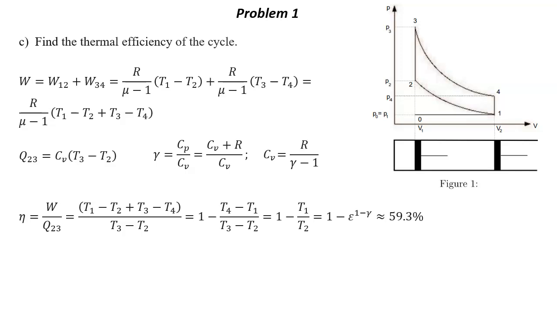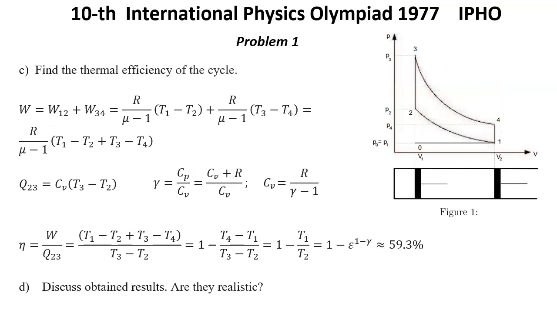And the last question D. Discuss obtained results. Are they realistic? Solution. Actually, the real PV diagram of the cycle is smooth, without sharp angles. Since the gas is not ideal, the real efficiency would be lower than the calculated one. That was a solution for the last question D, and here we solved all questions for problem number 1.